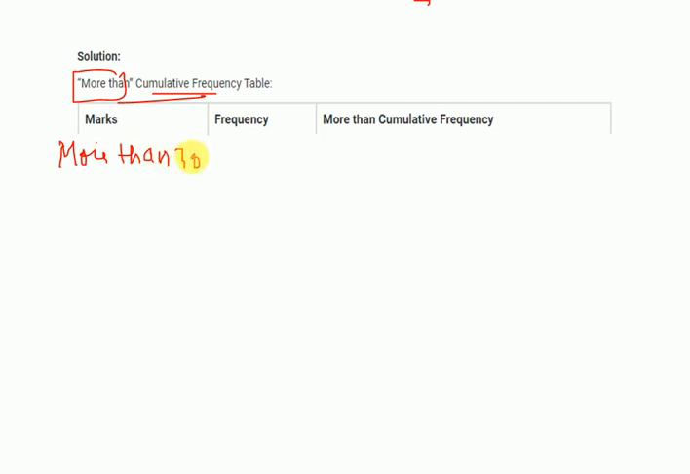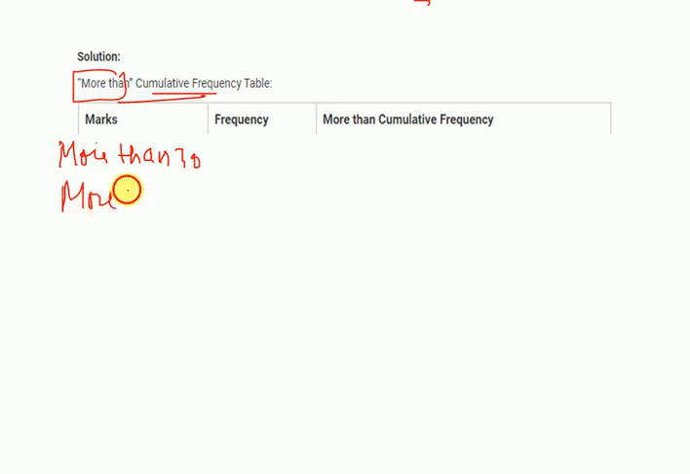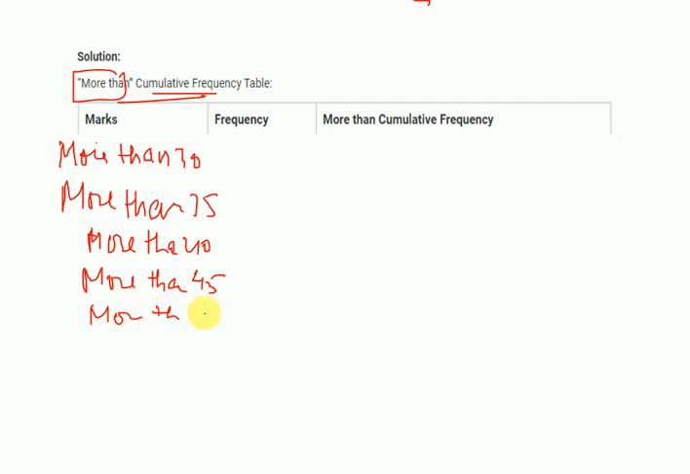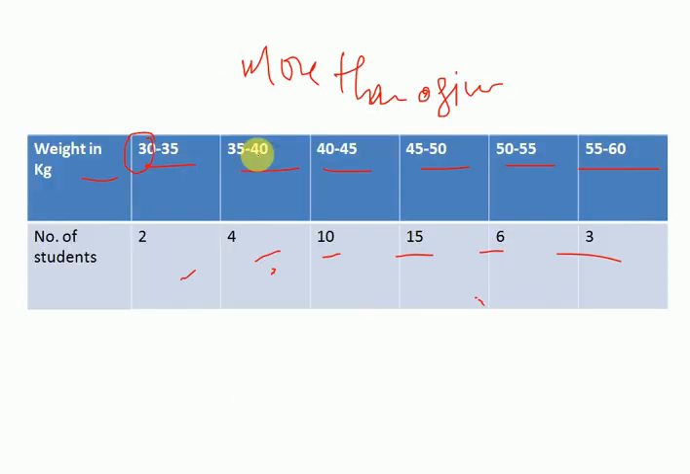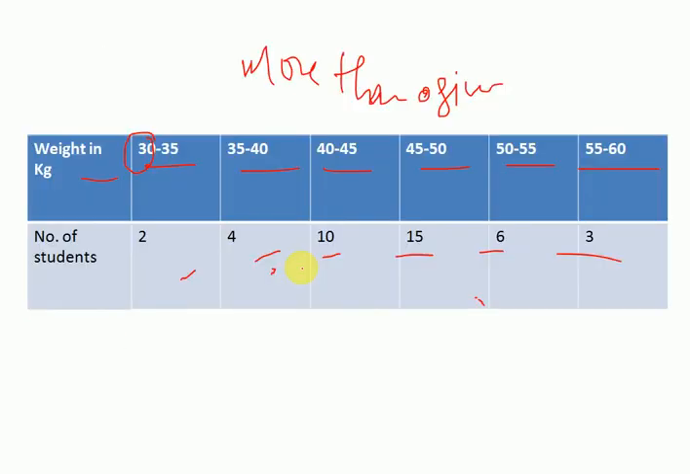If it were given less than, then you would write less than 35. So here, more than 30. Now I will write more than 35, more than 40, more than 45, more than 50, more than 55, right? Not more than 60, because there is no class beyond that. Now we will write the frequency from the question itself, that is 2, 4, 10, 15, 6, 3.